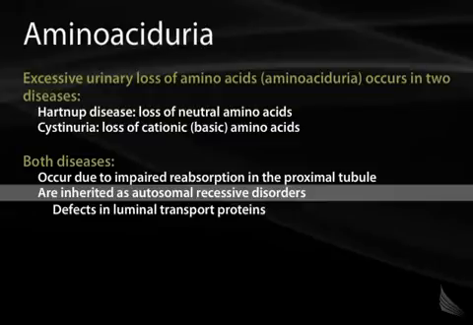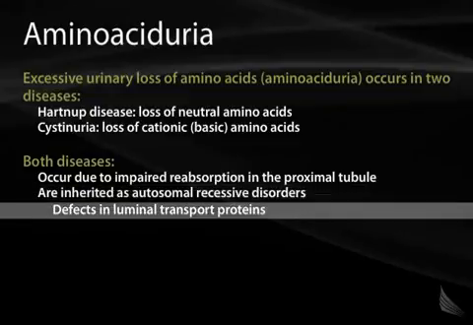As we said, amino acid transport is coupled to sodium reabsorption. However, each of these has specific transporters that allow them to be reabsorbed. When there are defects in these luminal transport proteins, the amino acids cannot be reabsorbed, and they pass through and end up in the final urine composition. It's important to remember that the proximal tubule alone has the capacity to reabsorb amino acids. If the amino acids pass through the proximal tubule, they cannot be reabsorbed and will end up in the urine.